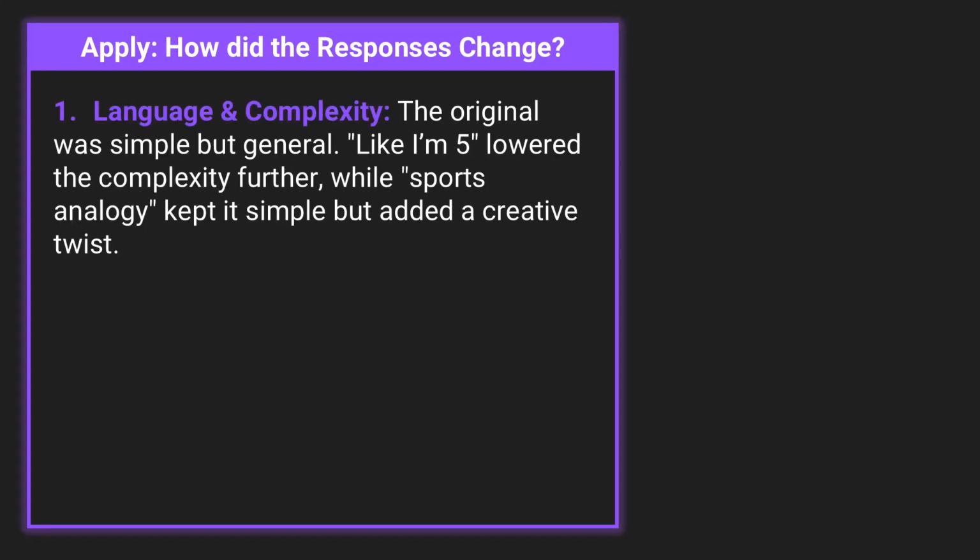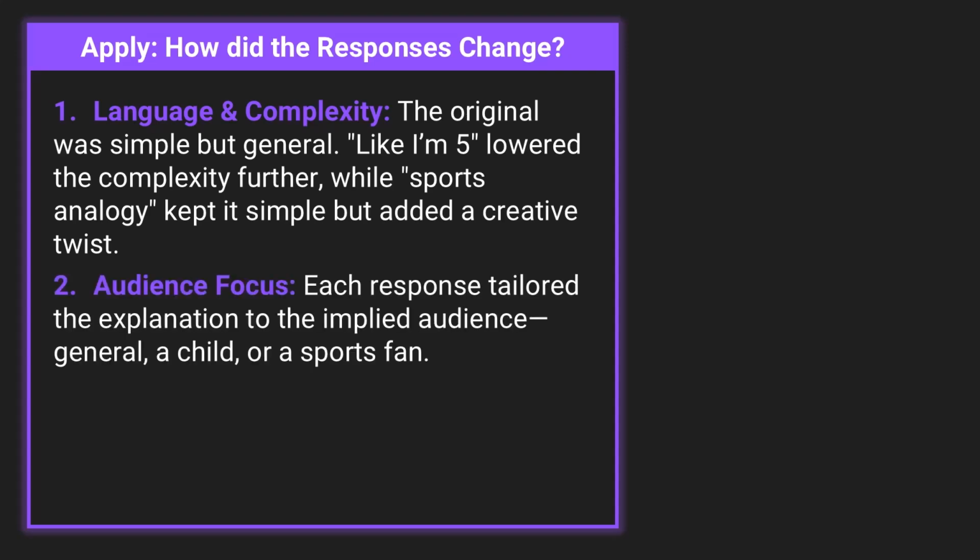Language and complexity. We went from a general, more formal explanation to a kid-friendly, simplified version, or a sports-themed version. Audience focus. When we say, "like I'm 5," ChatGPT changes its vocabulary, using short sentences or fun analogies. When we say sports analogy, it references coaches, teams, and games.